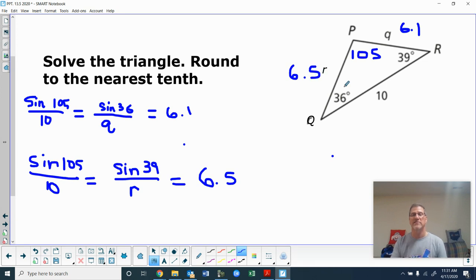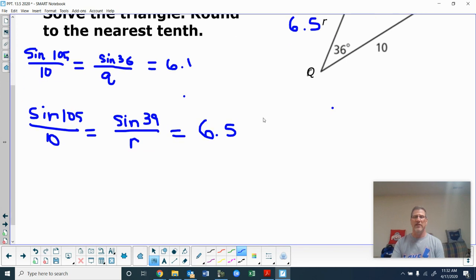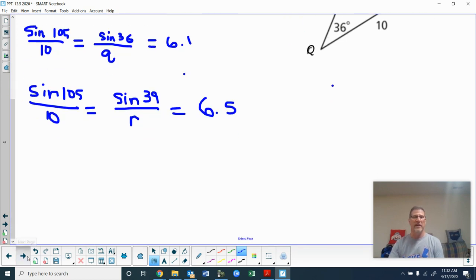And that makes sense. The biggest angle is always opposite the longest side. And then the second biggest angle would be opposite the second longest. And then the smallest angle is opposite the smallest side. So 36 and 39 are close. That's why 6.1 and 6.5 are pretty close. So again, that's solving a triangle by using the law of sines.